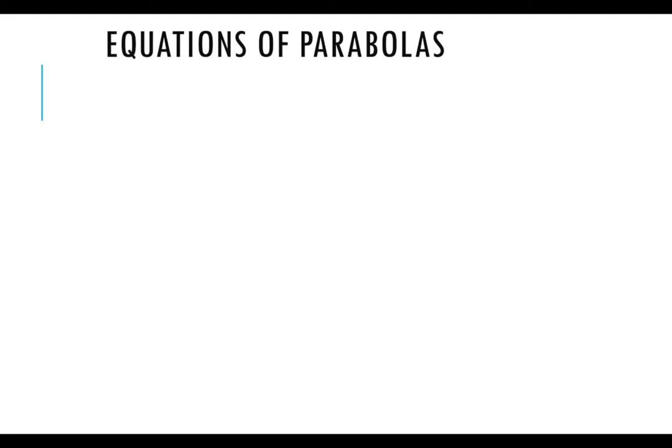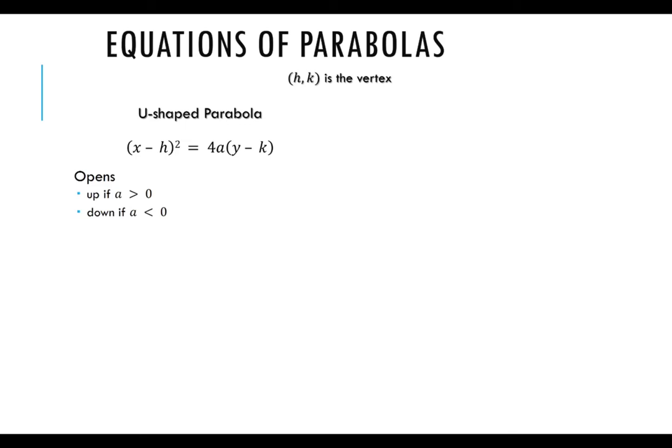So, equations of parabolas. Well, the standard form of equations for a parabola, given that (h, k) is the vertex, if we want to talk about the U-shaped parabolas, that means it's going to either open up or open down, are going to be of the form (x - h)^2 = 4a(y - k). And so specifically, we're going to know that this thing opens up if a is positive. So if a is positive, it opens up. If a is negative, it opens down. Our axis of symmetry is always going to be the x-coordinate of the vertex. So that's always going to be the line, and it needs to be in the form x = h.